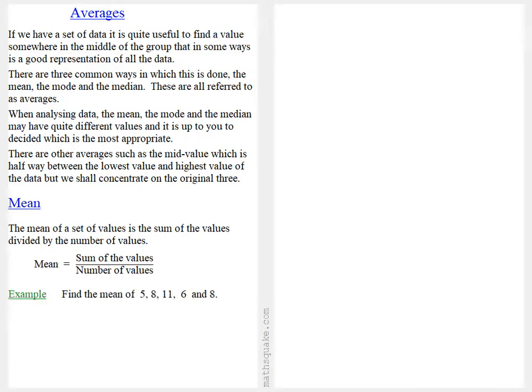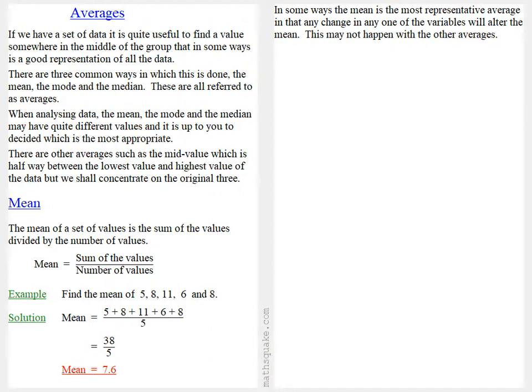For example, if we're asked to find the mean of the numbers 5, 8, 11, 6 and 8, to solve this, we add them together and divide by the number of numbers. So the mean is equal to 5 plus 8 plus 11 plus 6 plus 8, all divided by 5, which is 38 divided by 5, or the mean is 7.6.